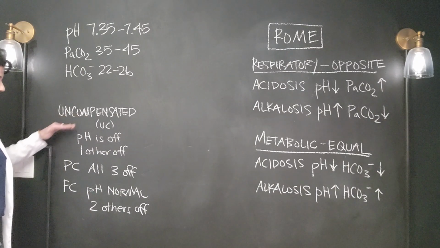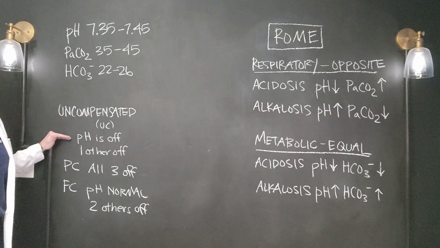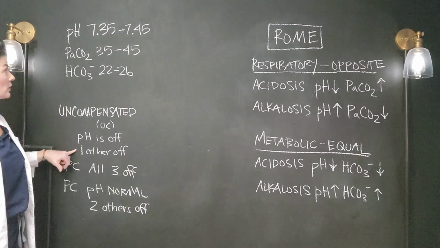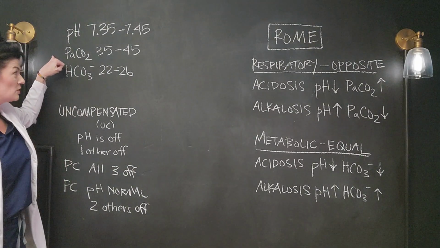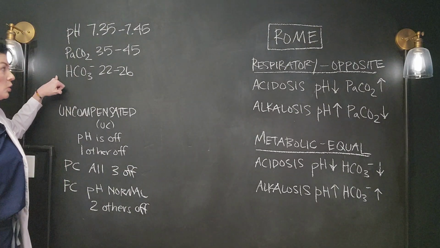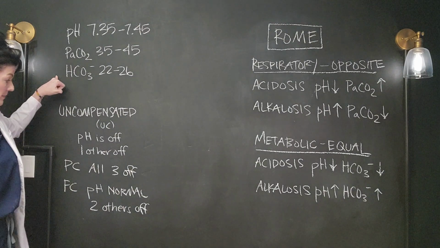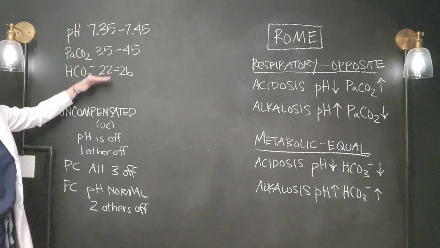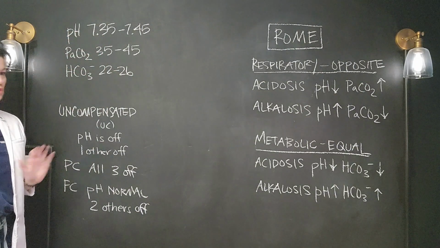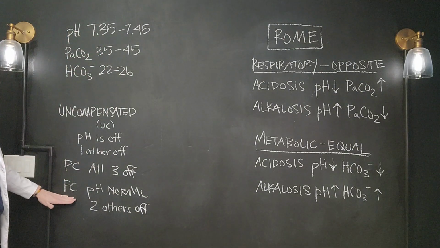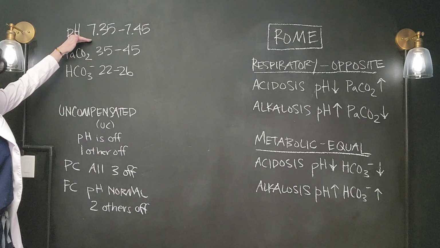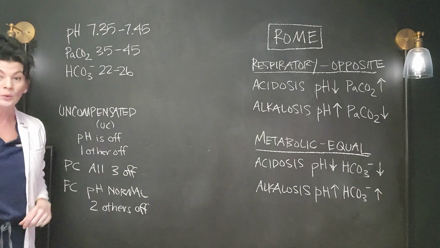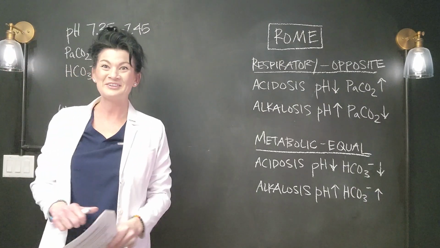And what I mean by off, you're going to start to see as we work through these problems. So when it comes to uncompensated, when I say pH is off, means it will be outside of these normal values, and one other, meaning either the partial pressure of CO2 or bicarb will also be outside of its normal limits. When it comes to partially compensated, all three values will be outside of this range in some way, shape, or form. Fully compensated, our pH will be within the normal range, but both partial pressure of CO2 and bicarb will be off. All right, clear as mud, right?